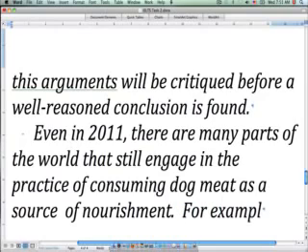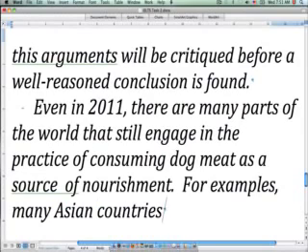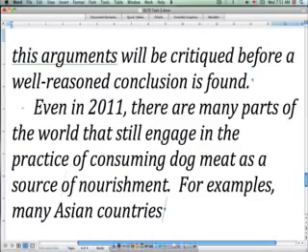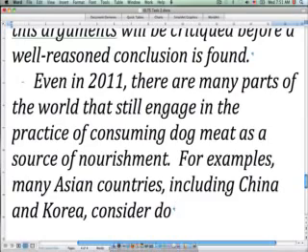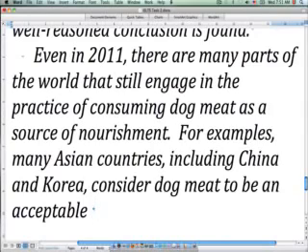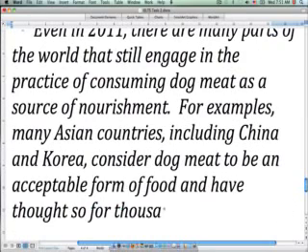So, for example, many Asian countries, including China and Korea, consider dog meat to be an acceptable form of food, and have thought so for thousands of years.